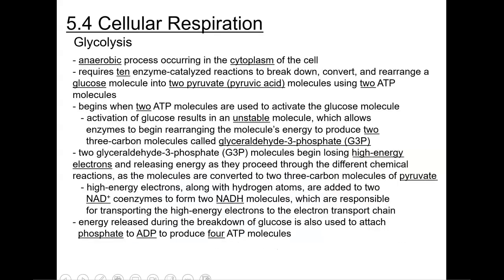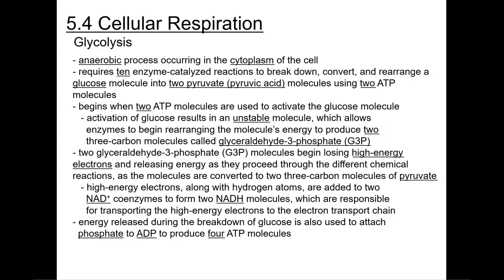It's an anaerobic process that occurs inside the cytoplasm of the cell. Now when you see this on your quizzes and test questions, you might have one that says, okay, where does this occur? And you need to know the exact place. So in cellular respiration, first step glycolysis. Anaerobic means it does not require oxygen, and it occurs in the cytoplasm. So those are some things that you need to know.